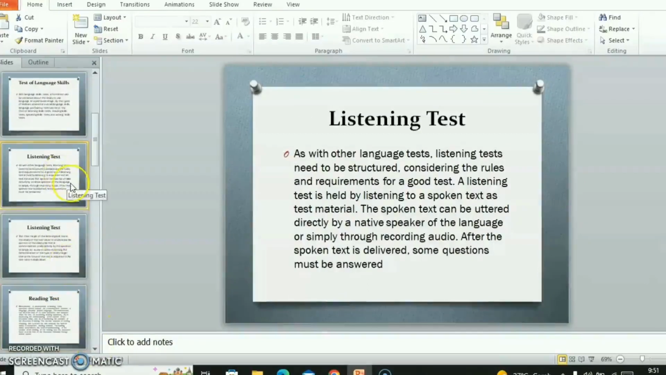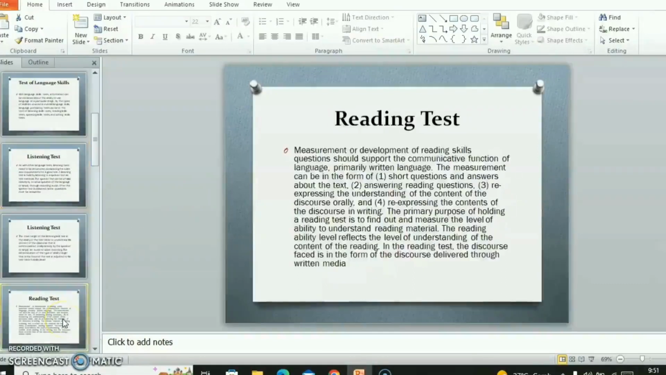Okay, first, listening test. As with other language tests, listening tests need to be structured, considering the rules and requirements for a good test. A listening test is held by listening to a spoken text as test material. The spoken text can be uttered directly by a native speaker of the language or simply through recording audio. After the spoken text is delivered, some questions must be answered. So this is the common way of conducting listening tests.